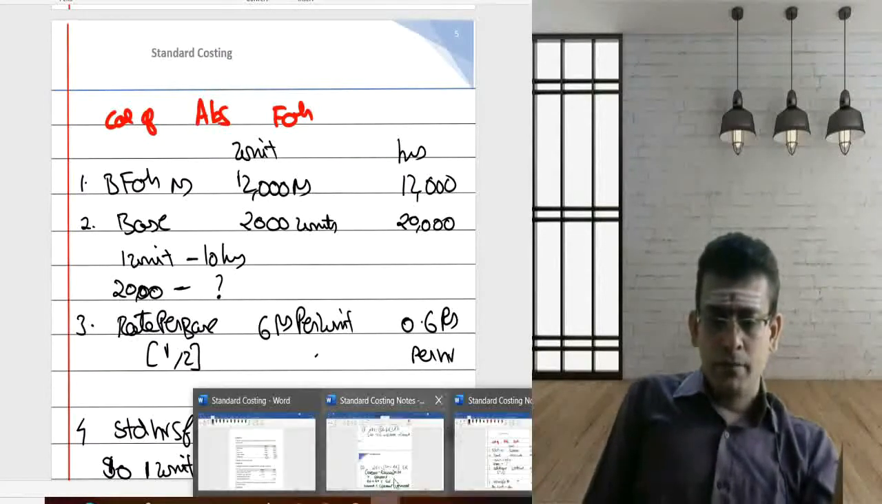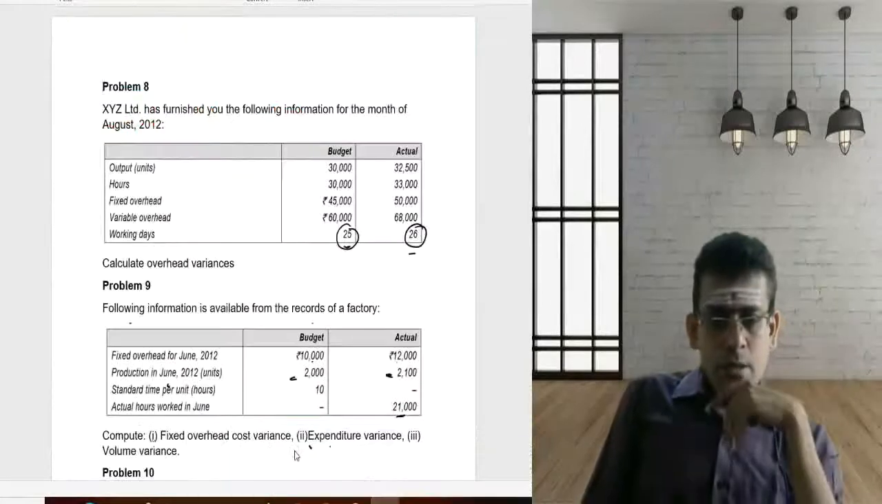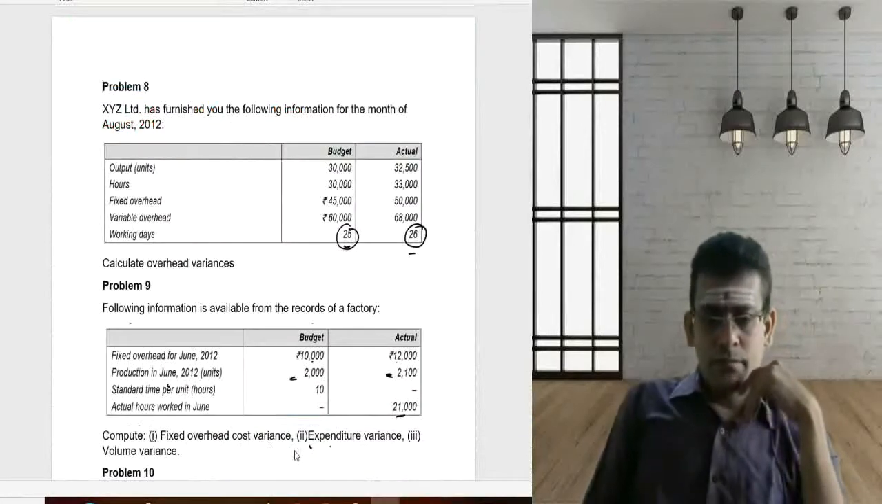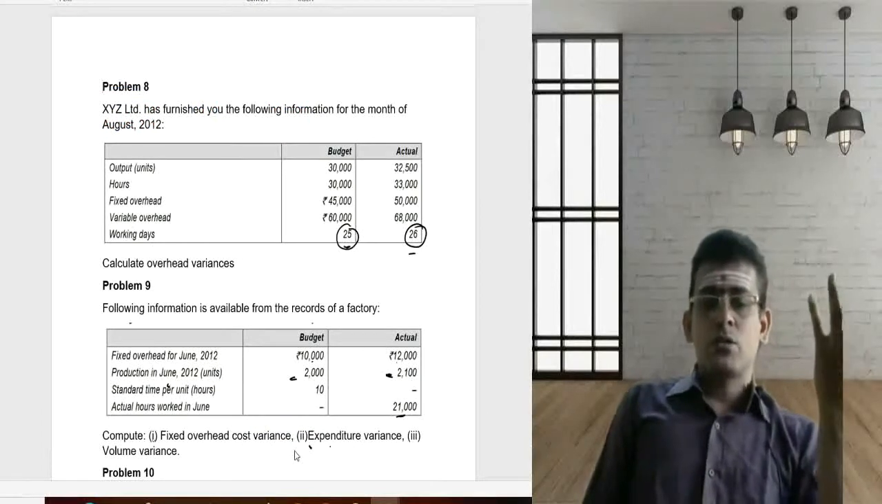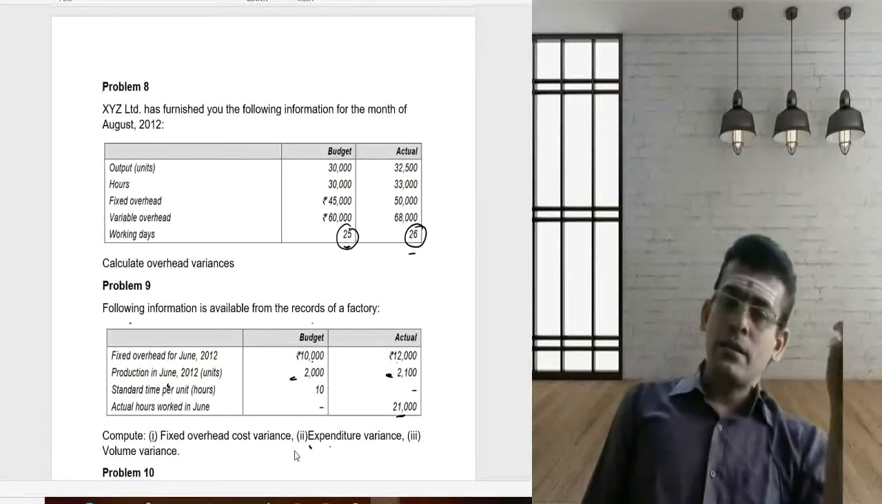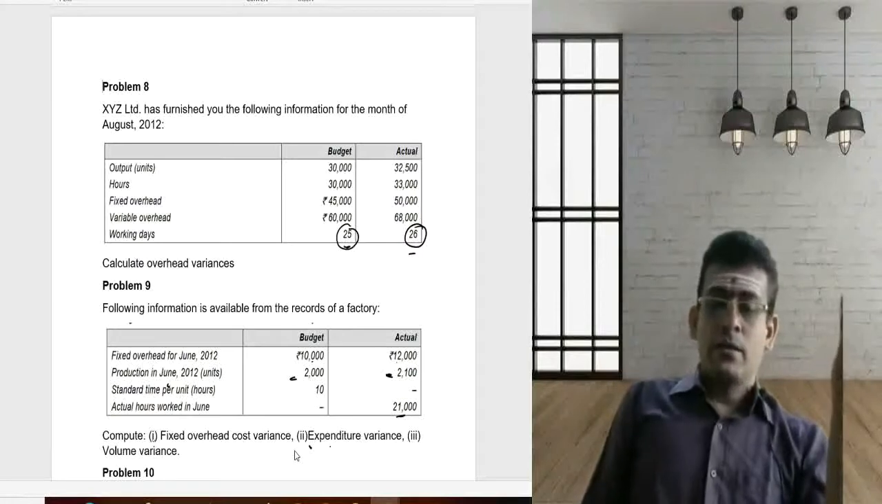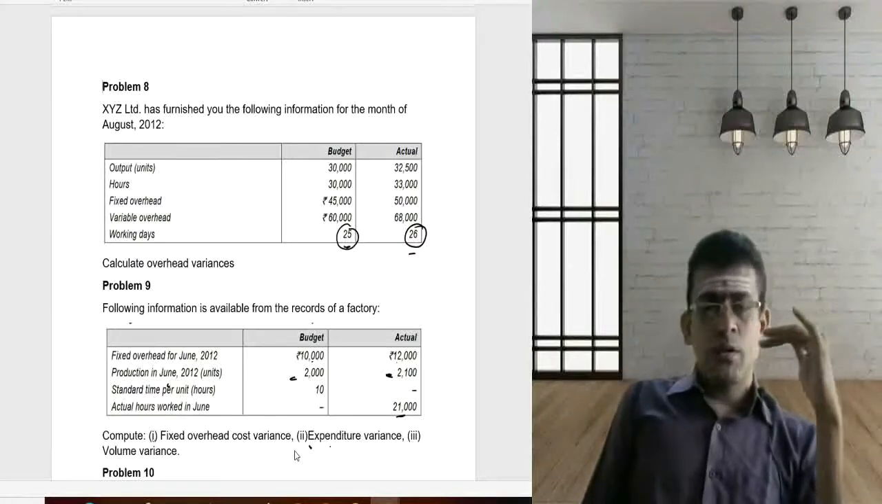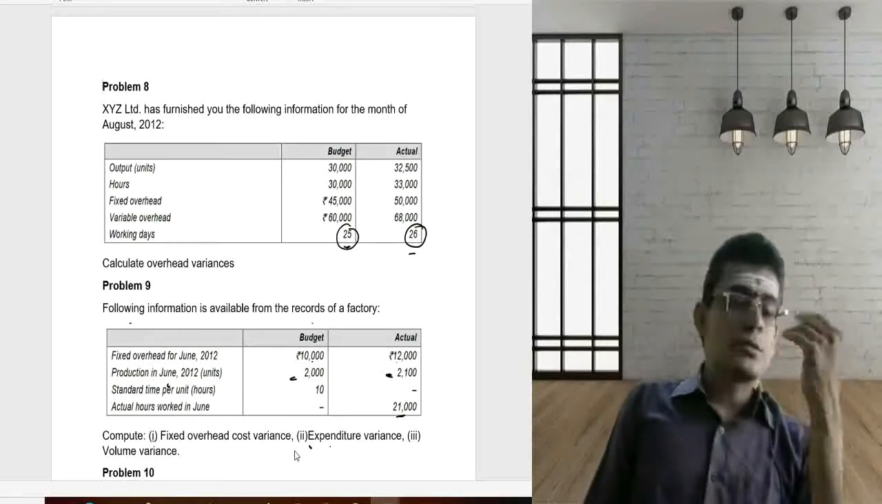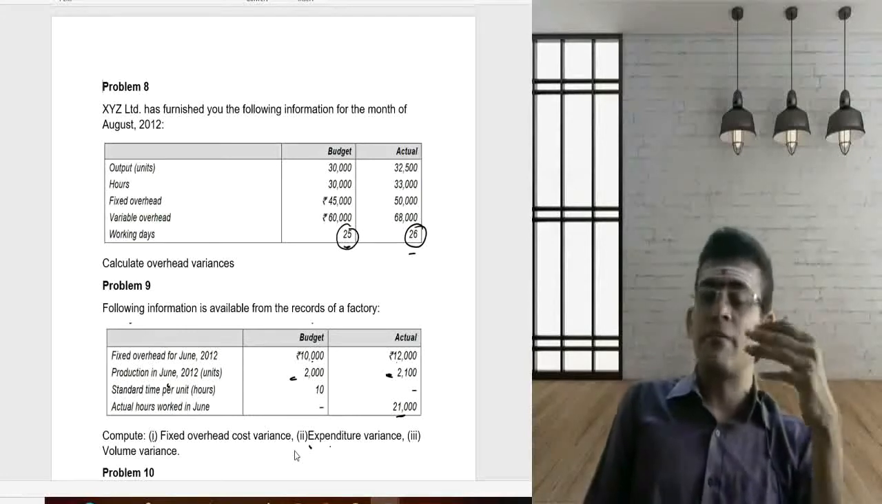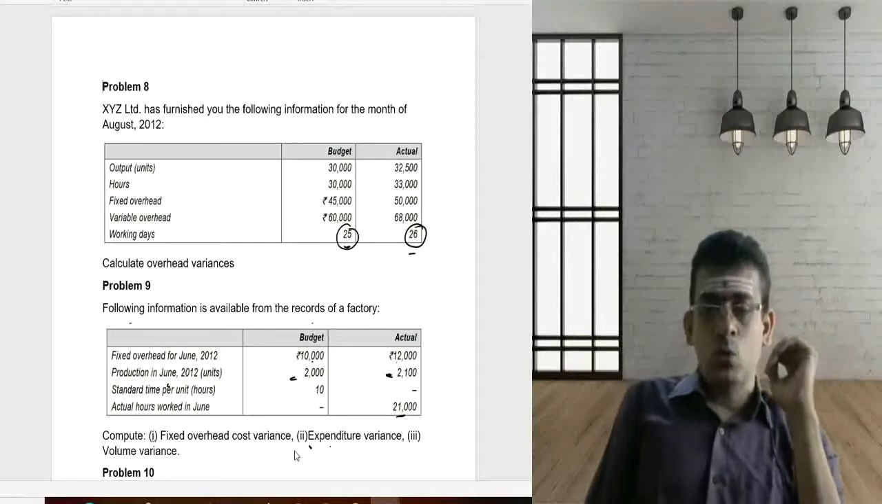if you observe here, what was my budget hours there? My budgeted hours is going to be 20,000. Sorry, here my actual hours worked is 21,000. Standard hours for actual output is also going to be 21,000. That is the reason I am not able to calculate the efficiency. Now let us go to problem number 8.